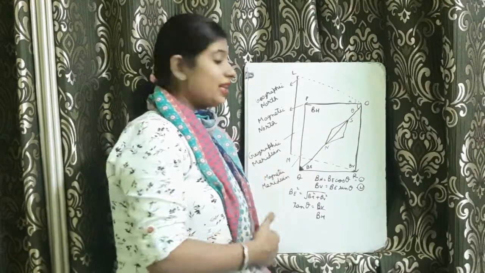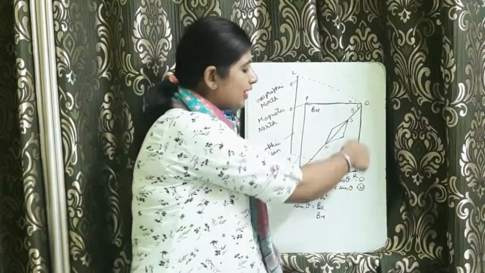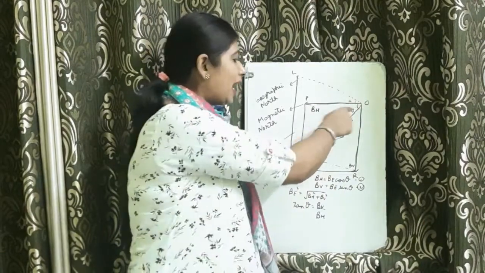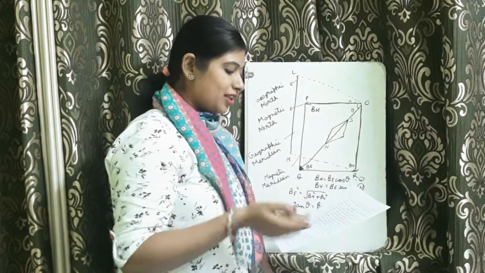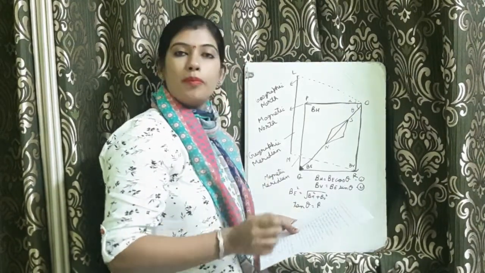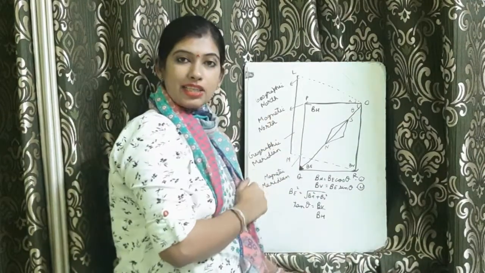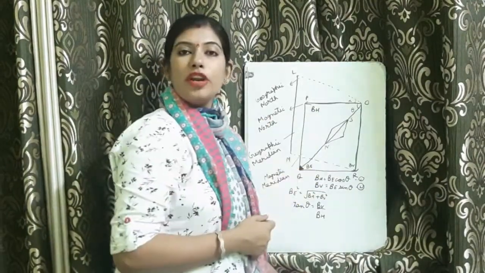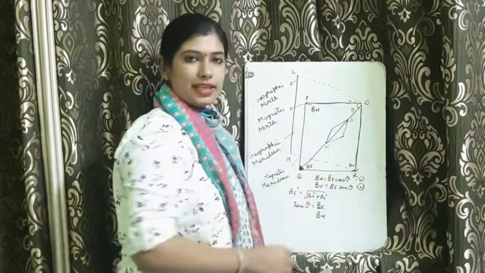We are resolving this Earth's magnetic field into two components. One is the vertical component and the other is the horizontal component. After resolving it, the horizontal component is the component of Earth's magnetic field in the horizontal direction, and the vertical component is the component of Earth's magnetic field in the vertical direction.